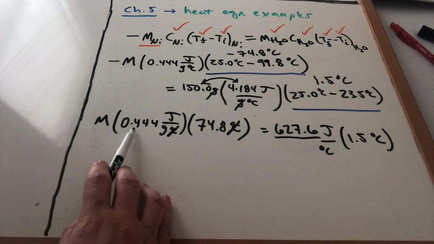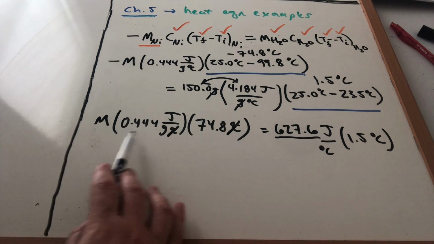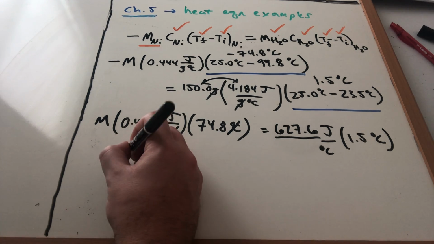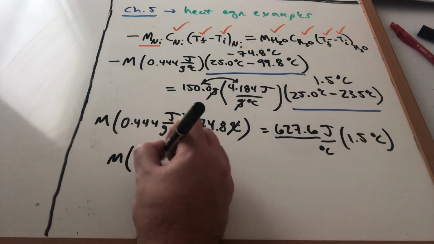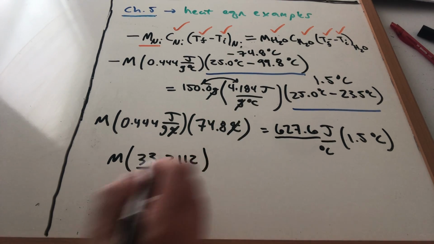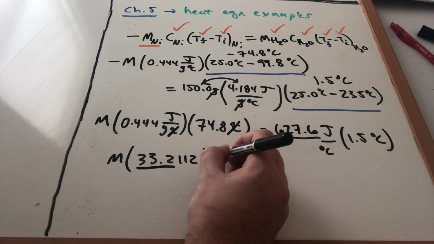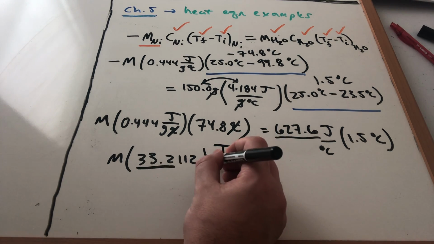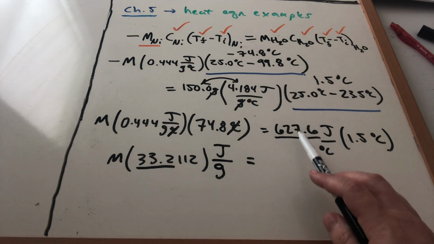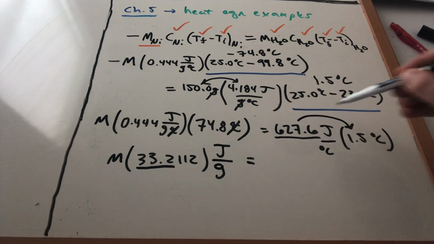Let's do the next step over here. I have some numbers, so let's go ahead and multiply these together. So what I'm going to get over here is mass times 33.2112. Let's pay attention to significant figures, and let's pay attention to units, and I kind of brought them outside this parentheses. Joules per gram are going to be equal to, okay, let's multiply these two things together.